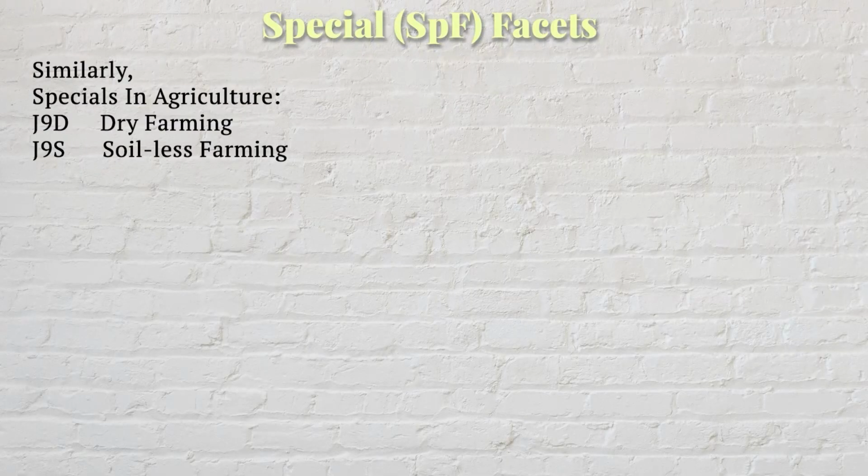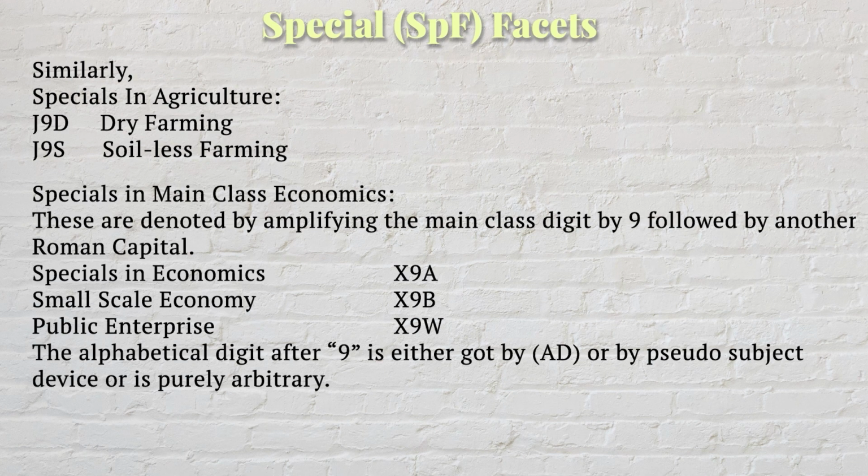Here are some explanations and examples. Specials in main class economics are denoted by amplifying the main class digit by 9 followed by another Roman capital, such as specials in economics, X9A. Then we get the enumerated specials in economics, such as small scale economy is X9B. Public enterprise is denoted by X9W. The alphabetical digit after 9 is either got by alphabetical device or by pseudo subject device or is purely arbitrary.